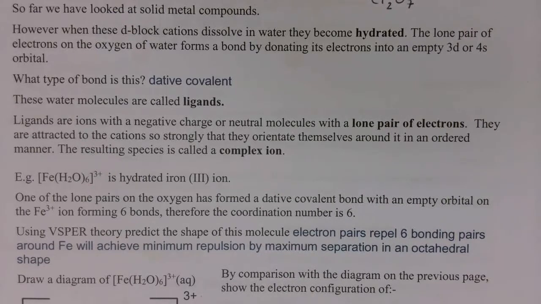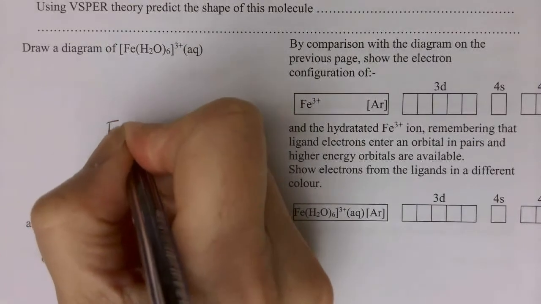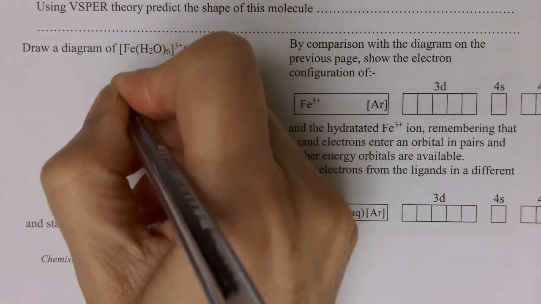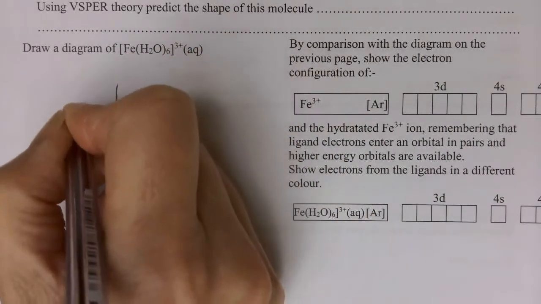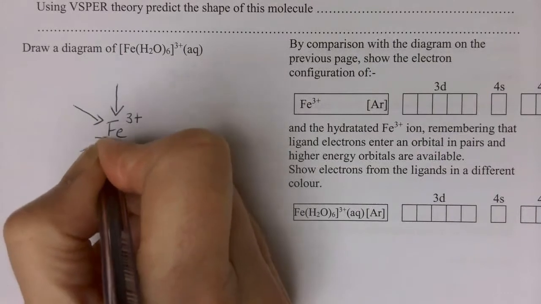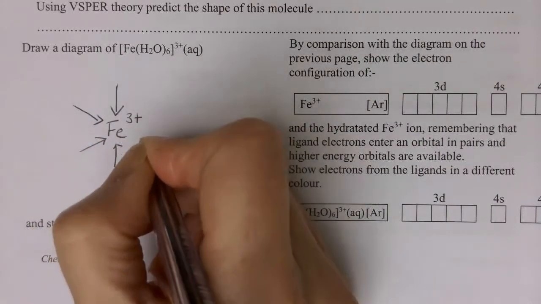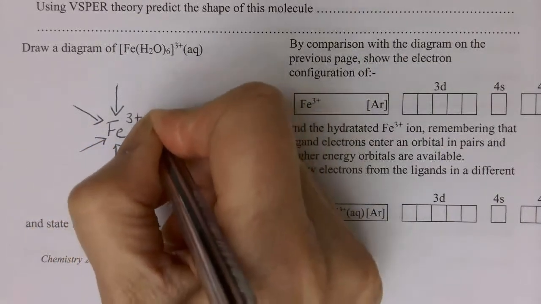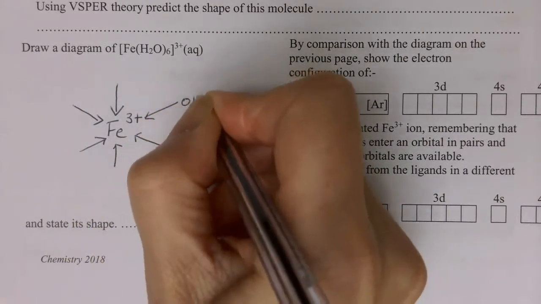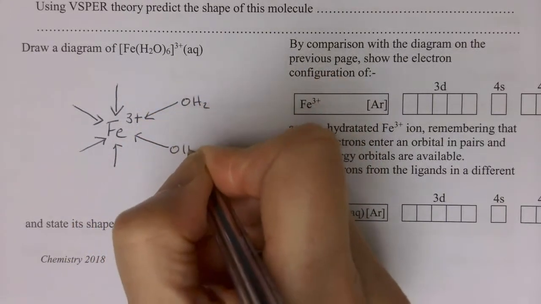So for example, when we hydrate iron 3 compounds, we get the iron 3 complex ion. That is an iron 3 ion which has 6 water ligands surrounding it, stabilising it by forming dative covalent bonds. So we have our Fe3+ ion, and we've got 6 water ligands, all of which are bonding in, using the lone pair on the oxygen to form a dative covalent bond.